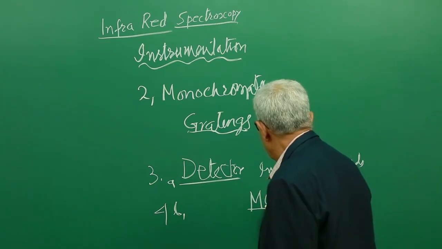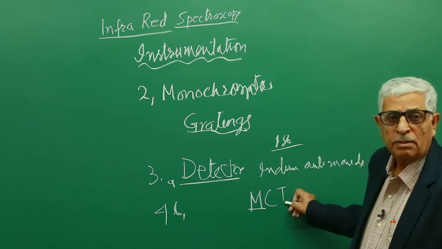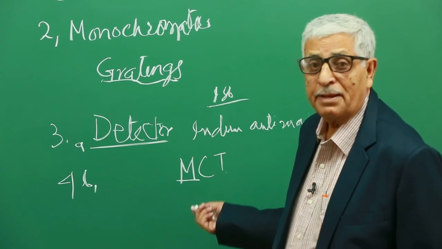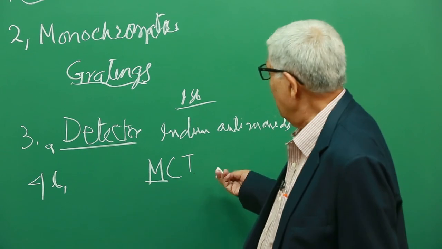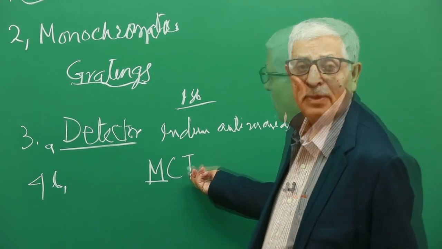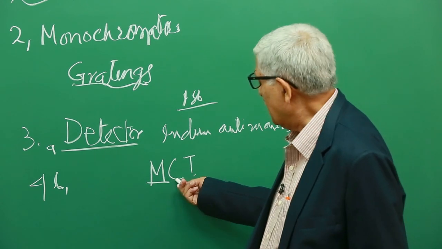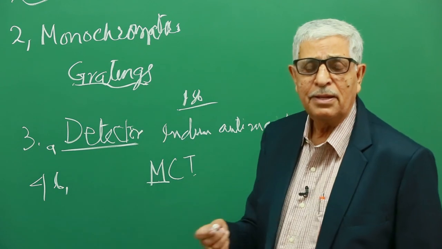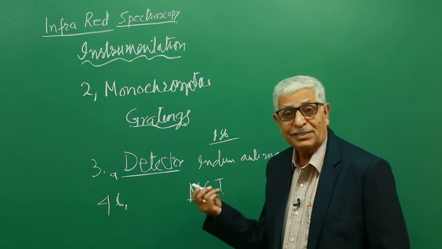Say we have got MCT, that is mercury, cadmium, telluride. Telluride is tellurium. It's available on Earth, but very volatile. It has a number of isotopes. Atomic number is 52. And it comes into the same group as the sulfur group. This is cadmium. You know, the whole thing over here, the detector, is based on thermocouple. What is thermocouple? Conduction method.